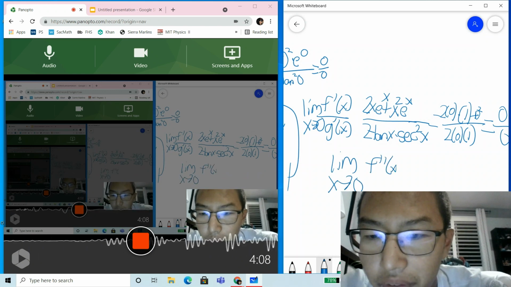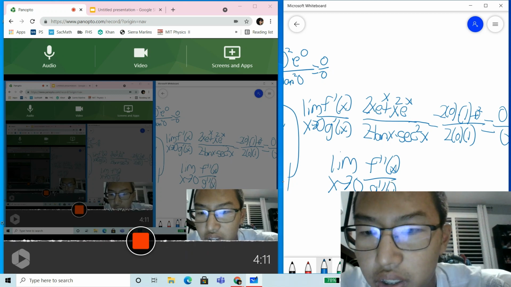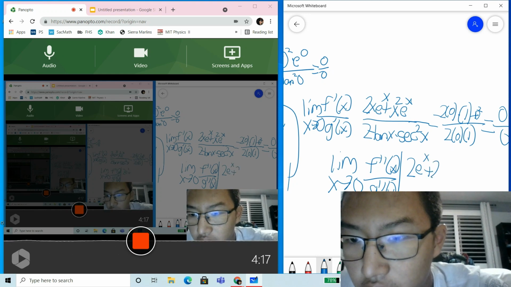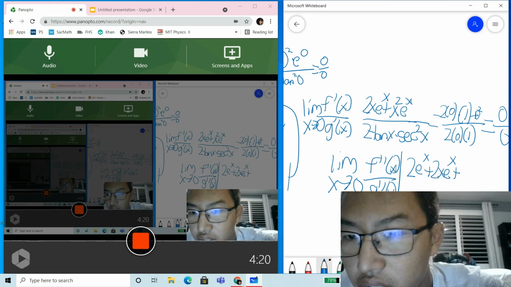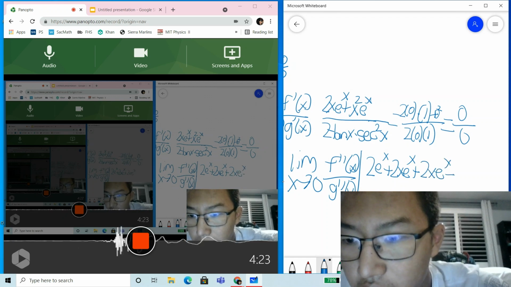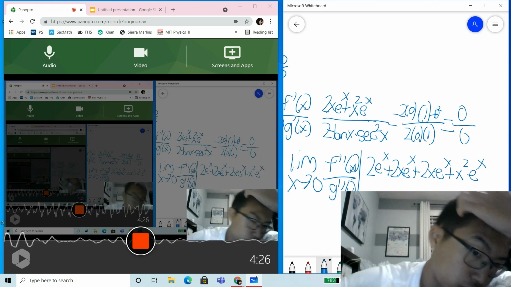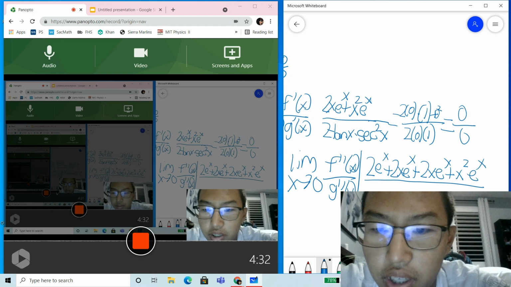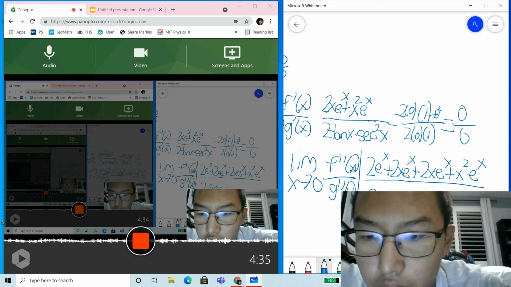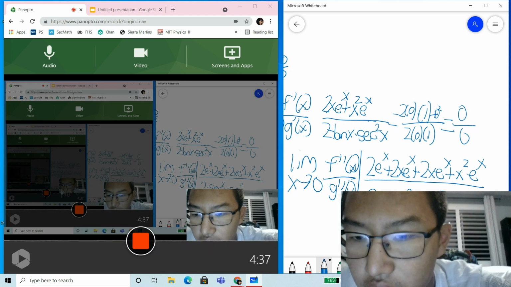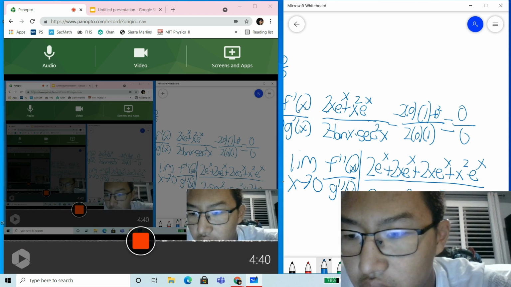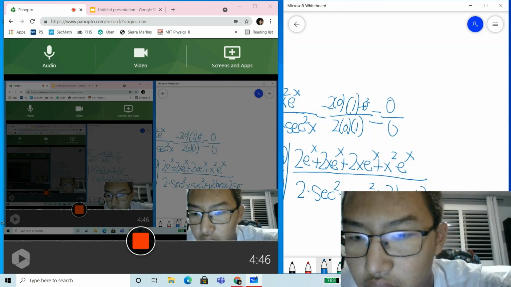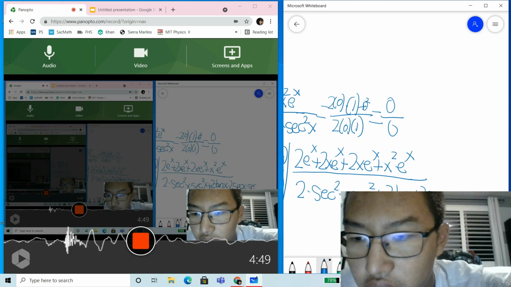So it's f double prime of x over g double prime of x. And what we get is 2e to the x plus 2x e to the x plus 2x e to the x plus x squared e to the x. If you don't know the derivative of e to the x, it's essentially just e to the x. So at the bottom, we get 2 secant squared x plus 2 tangent of x times secant squared of x, which is just 2 secant tangent.